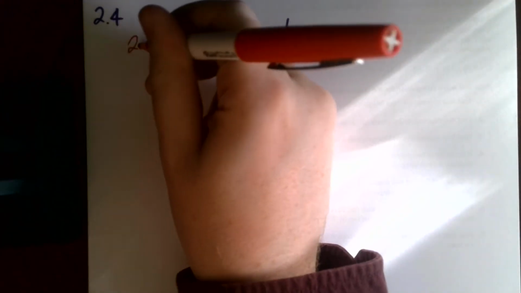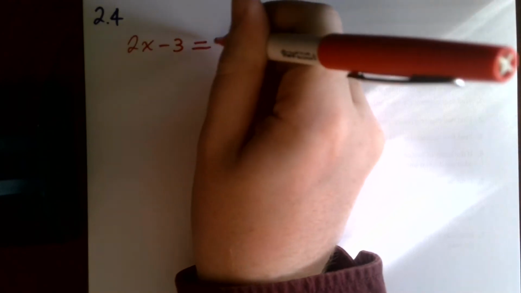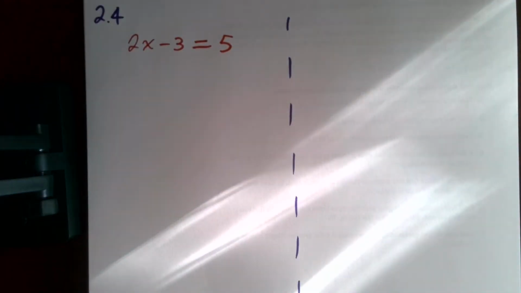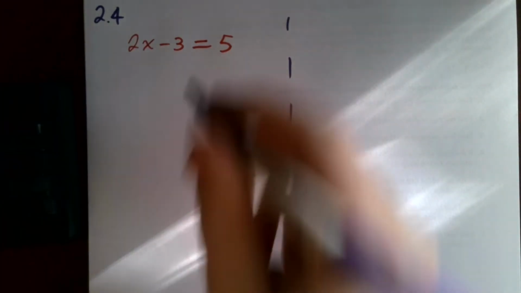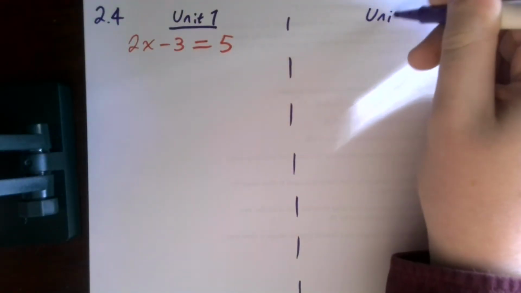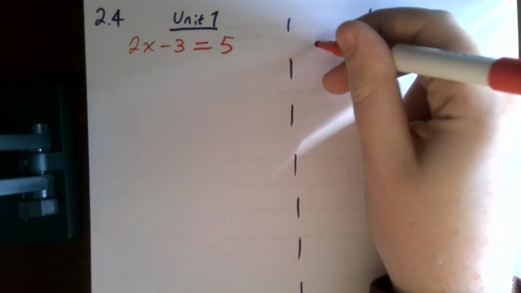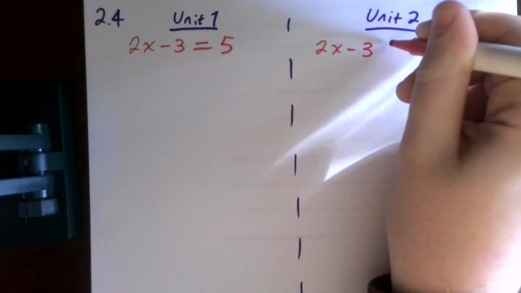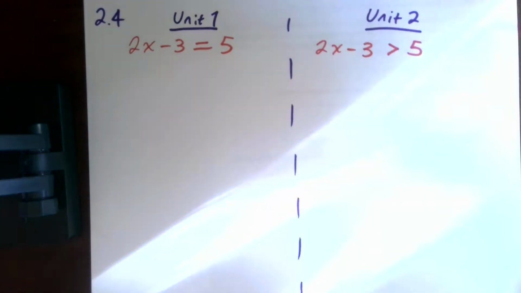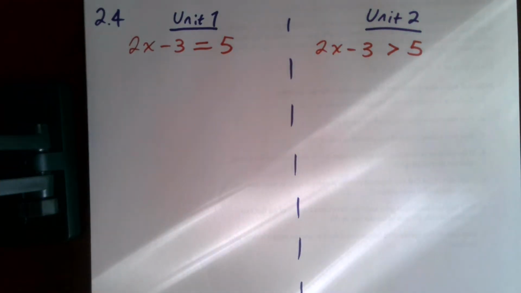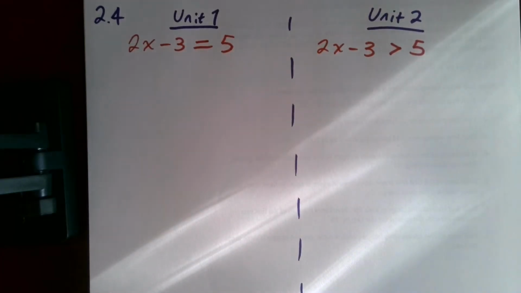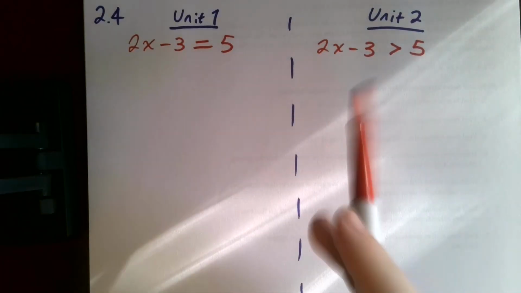Let me give you an example. Let's say I had the following equation from Unit 1. What I want to do is split my page for the notes down the middle, splitting it into Unit 1 and Unit 2. I'd like you to do the same. This is a problem that we might see in Unit 1. How do we transform this into something we'd see in Unit 2? Well, instead of it being an equal sign, there just needs to be an inequality symbol. So this is what we have here. We have two problems that look very similar.